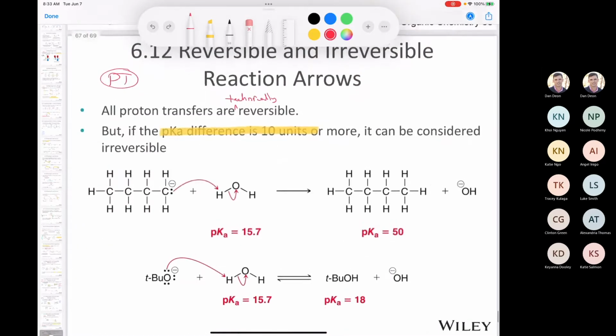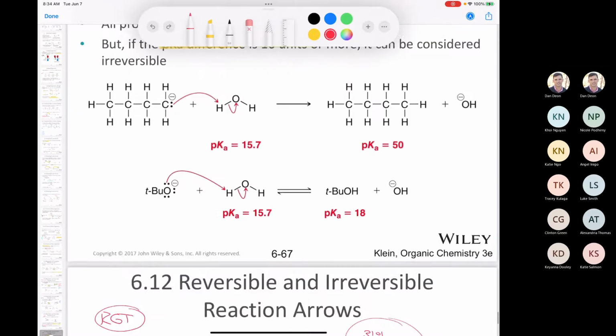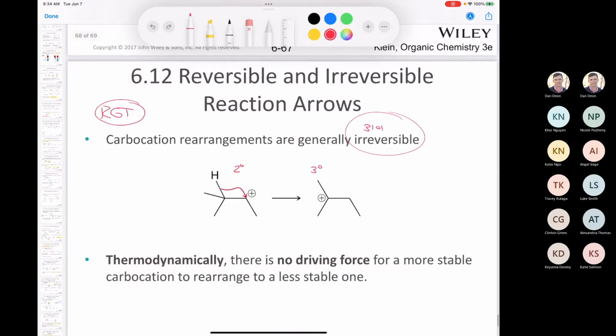Then we said the loss of leaving group is pretty much always reversible. What else? Then we said proton transfers. If the pKa difference of the acid and the conjugate acid is greater than 10, it's irreversible. If it's less than 10, it's reversible. That's just a rule of thumb that we use. And then lastly, the carbocation rearrangements are pretty much irreversible. I don't think we'd see any cases where that would be reversible.